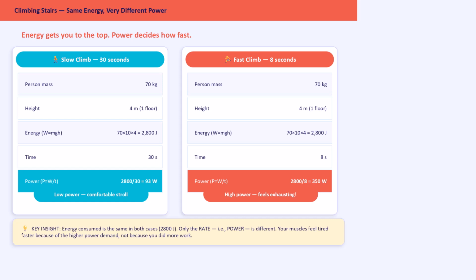If this takes 30 seconds, the power is just 93 watts, comfortable. If you run up in 8 seconds, the power is 350 watts, exhausting. Your muscles hurt because the power demand is 4 times higher, not because you did more work. The total energy expenditure is identical. This is the fundamental difference between energy and power, illustrated without a single circuit diagram.